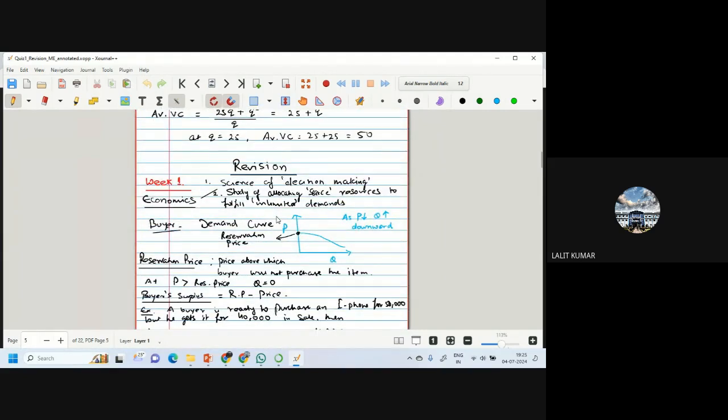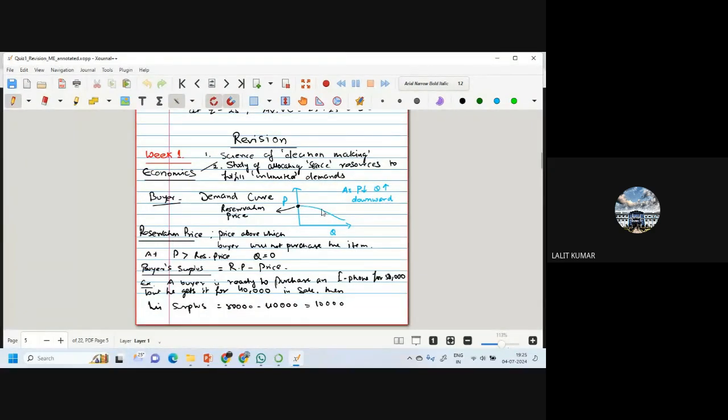Okay, so in week one, the basic definition of economics, two important ones stand out: one is the science of decision making, and second is the study of allocating scarce resources to fulfill unlimited demands. Then there is the buyer demand curve. It means that as the price decreases, the quantity increases, so it is a downward curve.